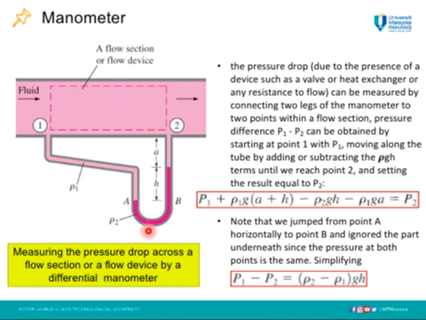The density of the manometer fluid is ρ2 and the differential fluid height is h. The two fluids must be immiscible and ρ2, the density of fluid 2, must be greater than the density of fluid 1, the working fluid. A relation for the pressure difference between P1 and P2 can be obtained by starting at point 1 with P1, moving along the tube, adding or subtracting the ρgh terms until we reach point 2, settling with the result equal to P2.